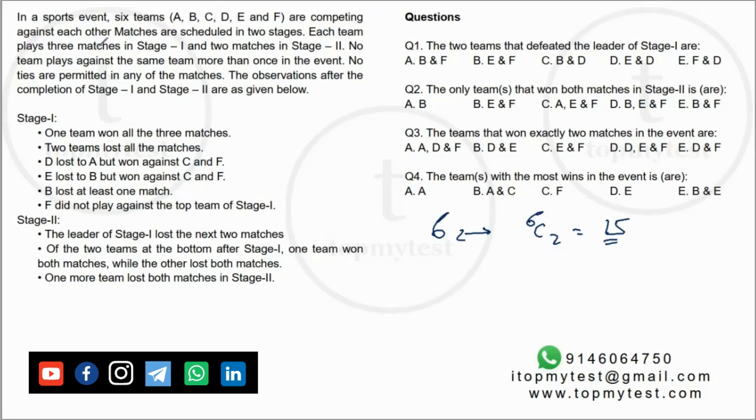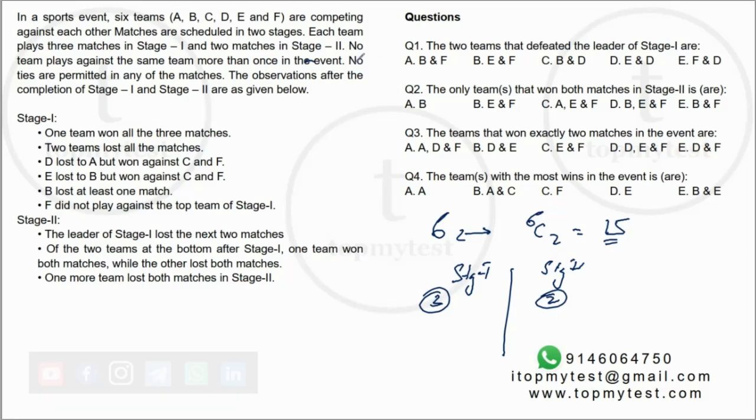Each team plays 3 matches in stage 1 and 2 matches in stage 2. So there is a stage 1, there is a stage 2. Right, 3 matches for each team and 2 matches for each team in the second round. No team plays against the same team more than once. Okay, and no ties are permitted. So no ties.